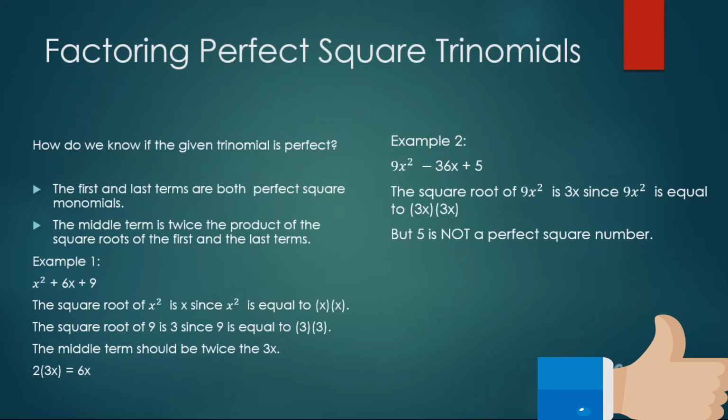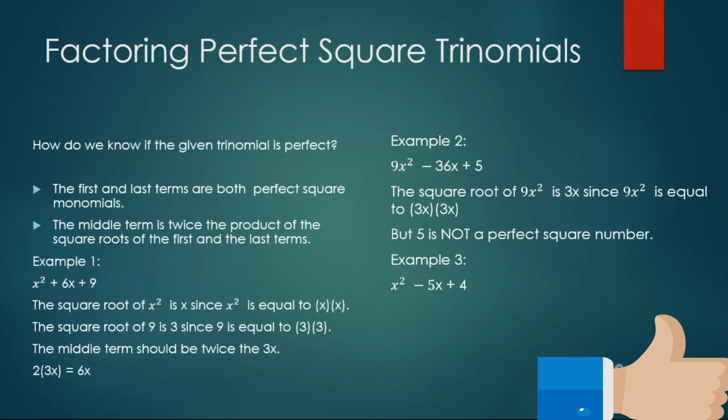Bakit po? Kasi po, hindi po nag-e-exist ang square root niya na integer. Meron pong value ang square root niya, but it is not an integer. Kaya po, we cannot consider it a perfect square number. Therefore, the entire trinomial is not perfect.